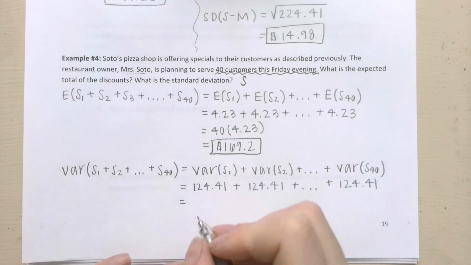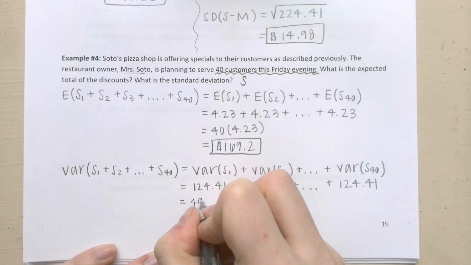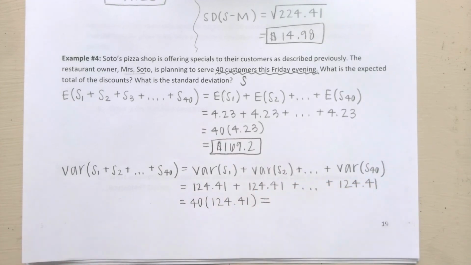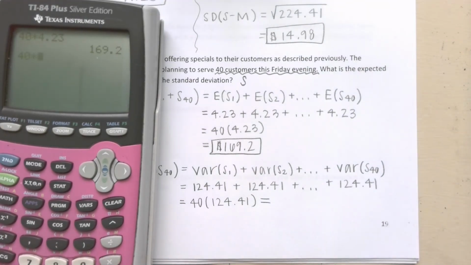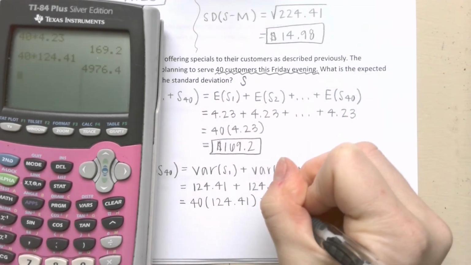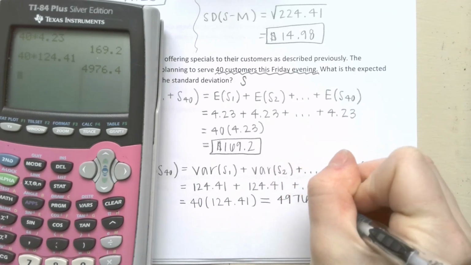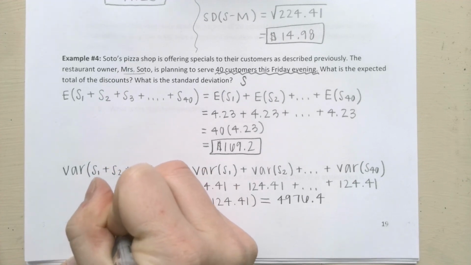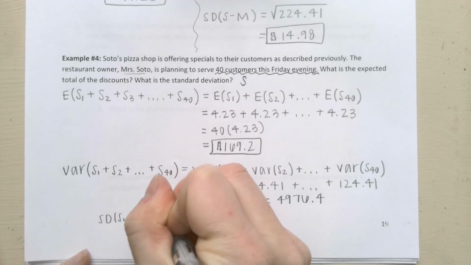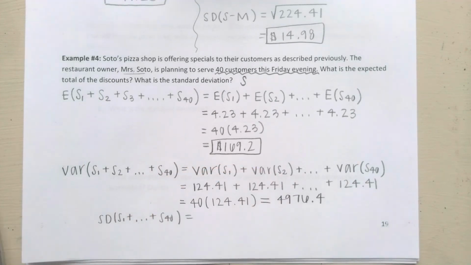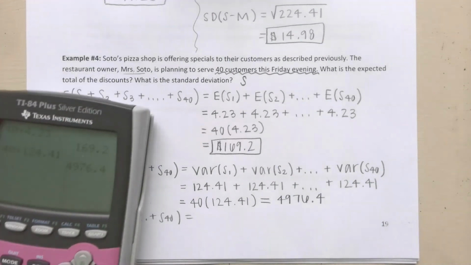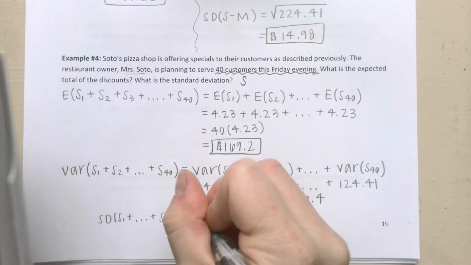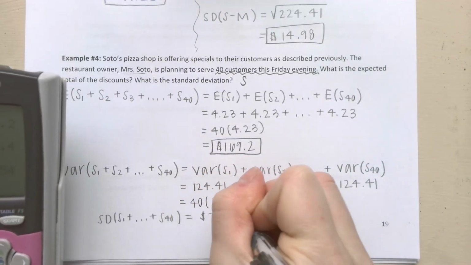Again, I don't want to sit here and type this all into my calculator 40 times, so I'm just going to do 40 times 124.41, which gives me $4,976.4. So I know that my standard deviation of all these different customers is the square root of that, which gives me $70.54.